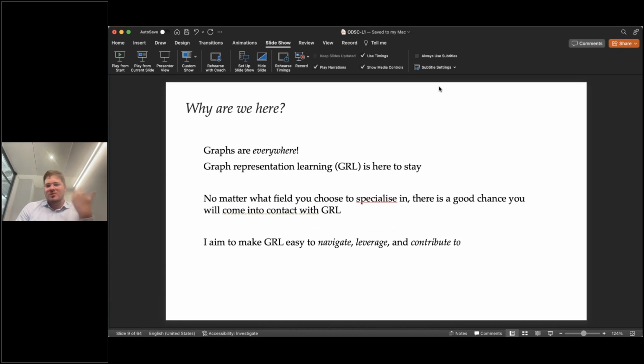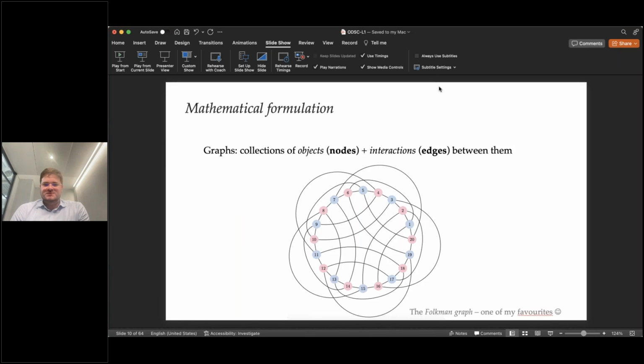So why are we here? Hopefully, these past few slides convince you that graphs are all around us and that graph representation learning is here to stay. And no matter what field you choose to focus or specialize in, there's a good chance you will come into contact with this field. So I want to make it easy to navigate, leverage, and contribute to. So before we dive into some specifics on how to build graph machine learning models, I would just like us to all be on the same page about what we mean by a graph and what we mean by a graph neural network and so on.